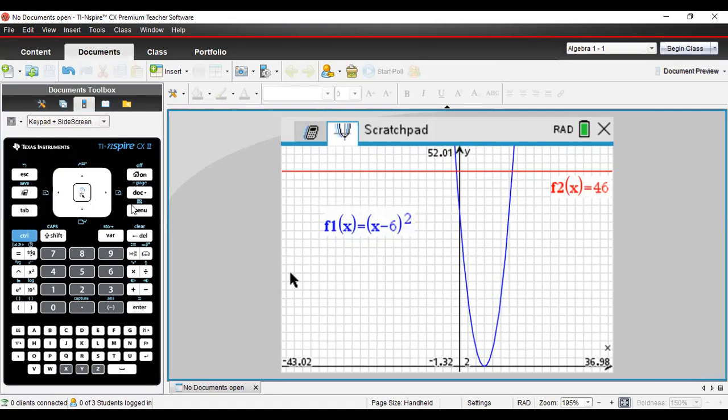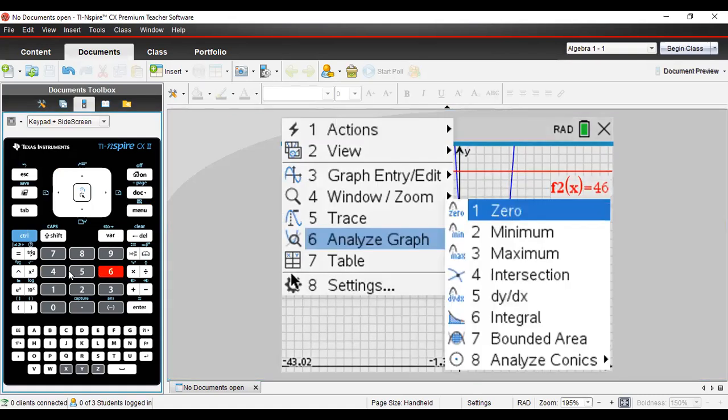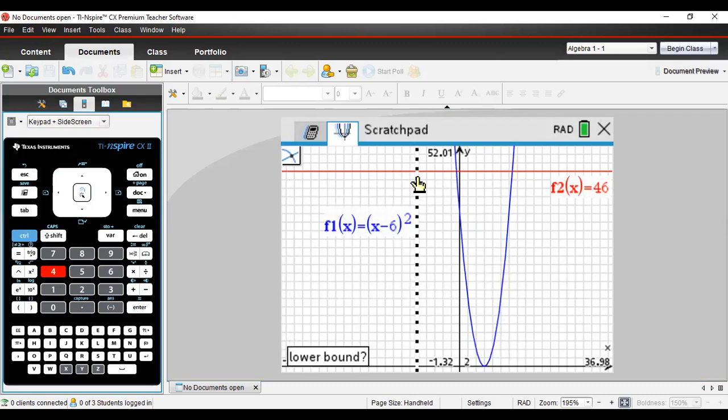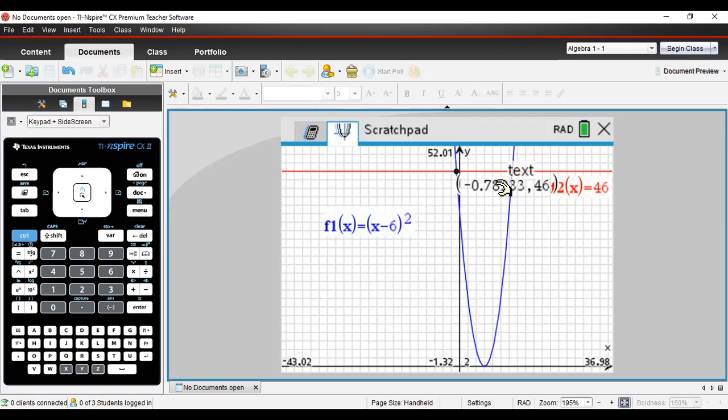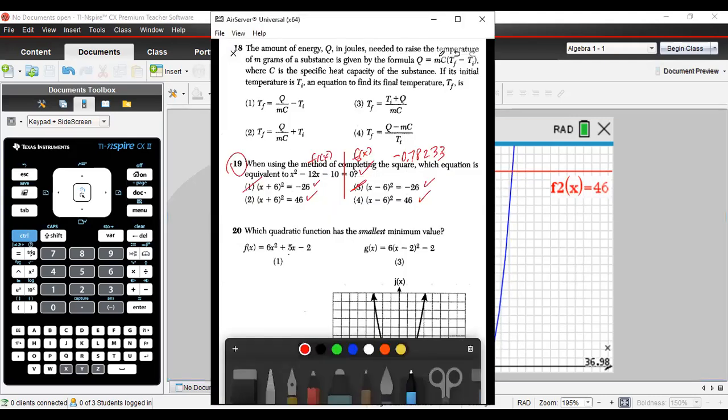So I'm going to do menu 64, start here, and pull it past. And guess what? Look what the X value is. It's negative 0.78233. So this has the same X value at the intersection as the original did. So this would be my answer. This is the answer.